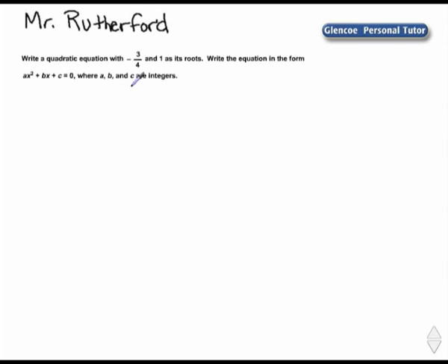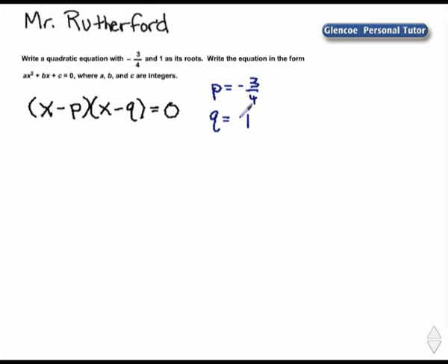So we're given that the roots are -3/4 and 1. The pattern that we're going to use is x minus p in parentheses times x minus q in parentheses equals 0, where p and q are our roots. So we'll say that p is equal to -3/4 and q equals 1. So let's substitute these two values into our equation.